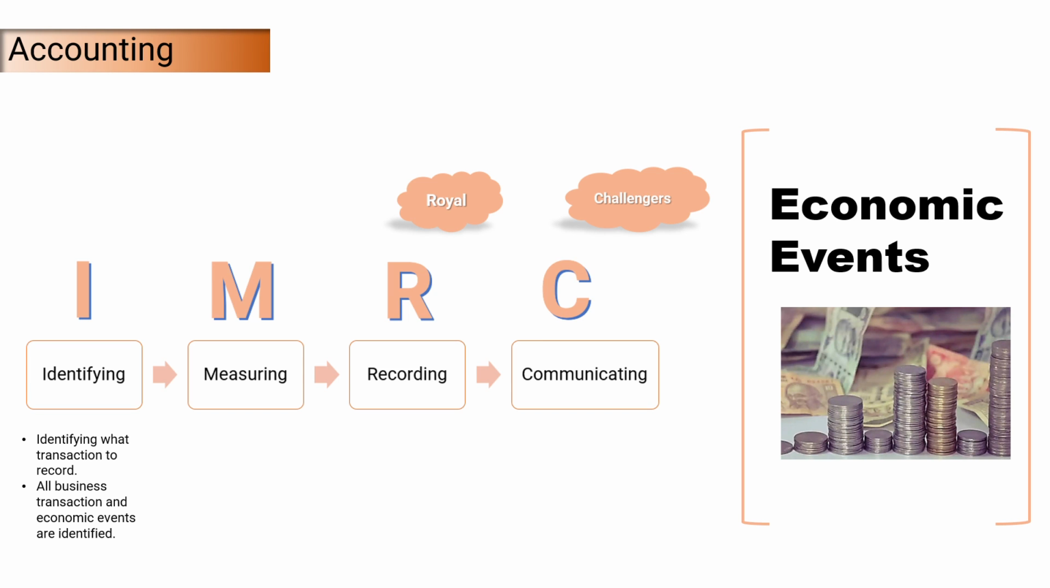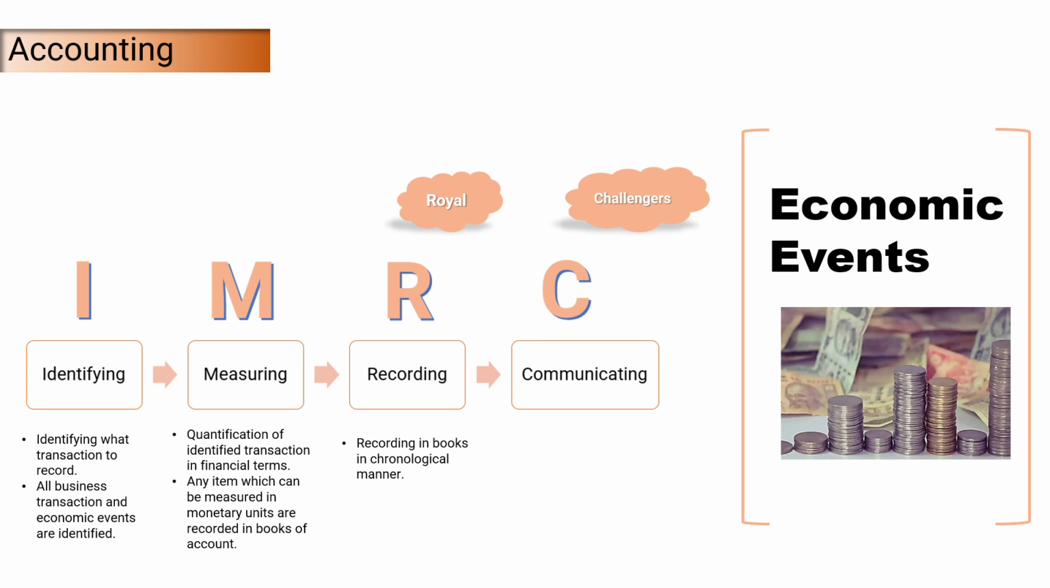What is measuring? Measuring means anything which can be measured in terms of money, quantifying. What is recording? Recording means recording all the transactions which are identified and measured in terms of money in a chronological order. What do you mean by chronological order? Chronological order means recording as and when the transactions take place. And what do we do next? We communicate it to the interested parties.